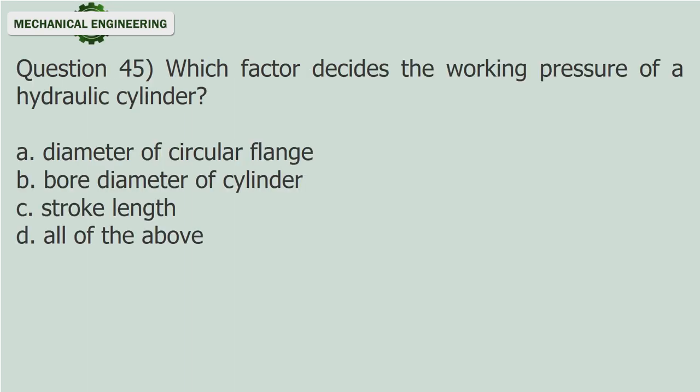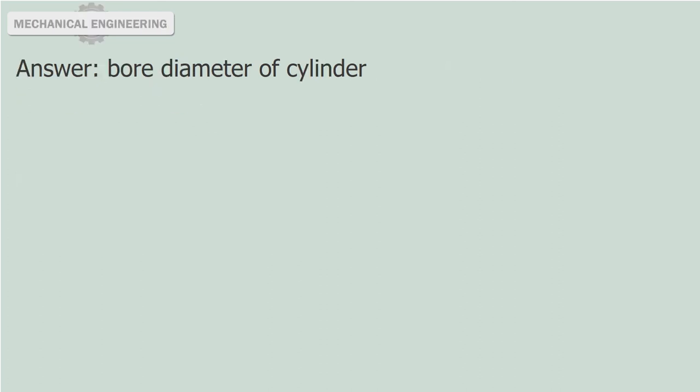Question 45. Which factor decides the working pressure of a hydraulic cylinder? A. Diameter of circular flange. B. Bore diameter of cylinder. C. Stroke length. D. All of the above. Answer: bore diameter of cylinder.